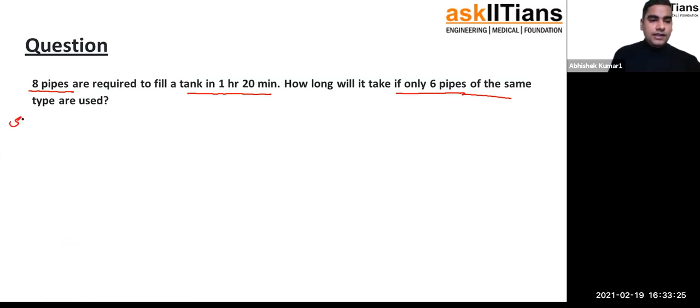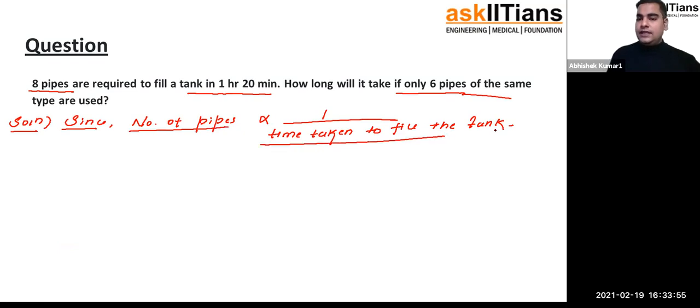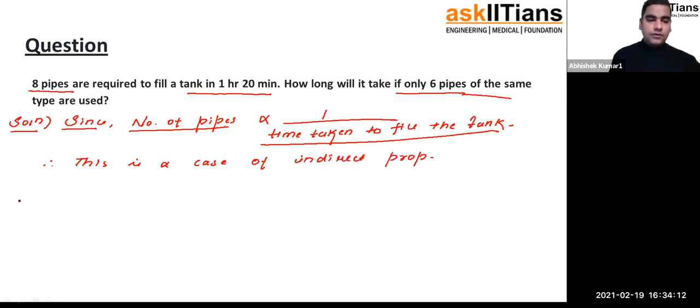Correct or not? I'm writing here, since number of pipes is inversely proportional to time taken to fill the tank. Because if you increase the number of pipes, then the time taken to fill the tank will decrease, right? Therefore this is a case of indirect proportion. Okay. Now let us draw the table to list down the values.